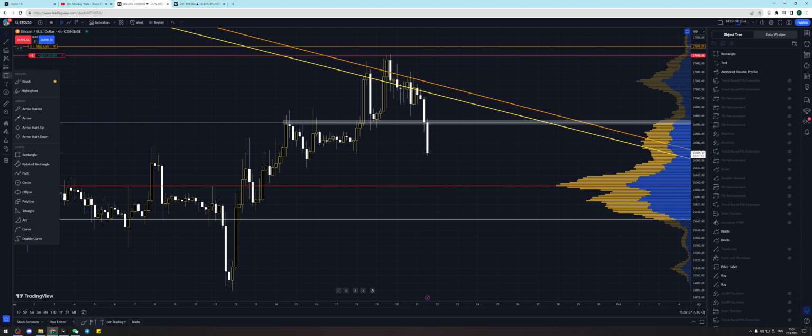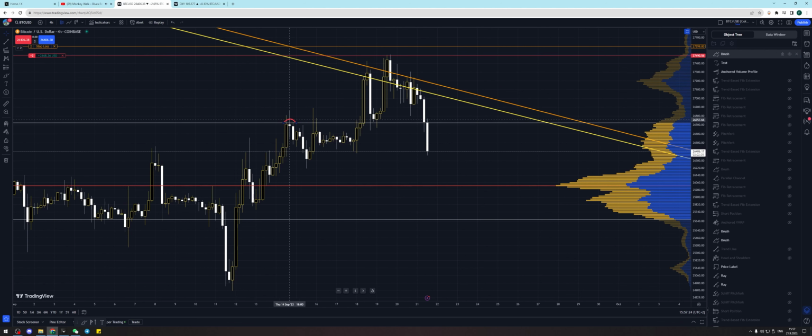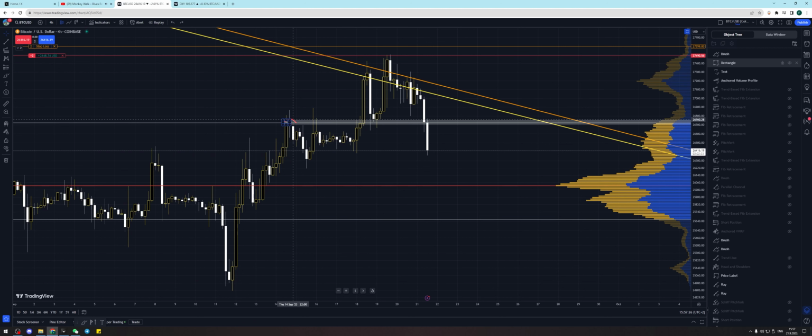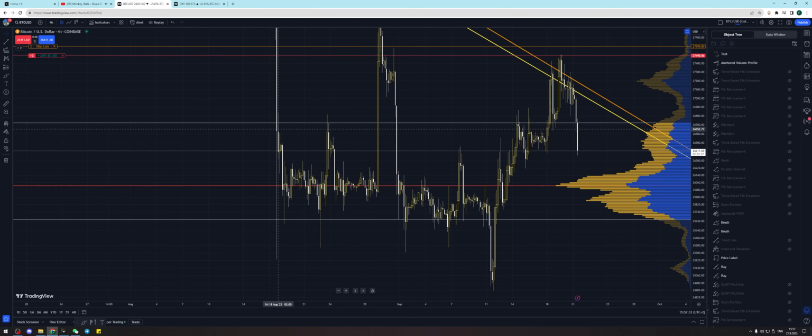Okay, I'll try to use my brush to help you visualize it. So that was resistance, and now ideally that should turn into a support. Did it turn into support? Yes. What do we have besides this rectangle and this structural level? Well, we have the value area high of this whole range. When I say this whole range, I mean this range that started here, right? This is the volume profile of this whole range that starts here.